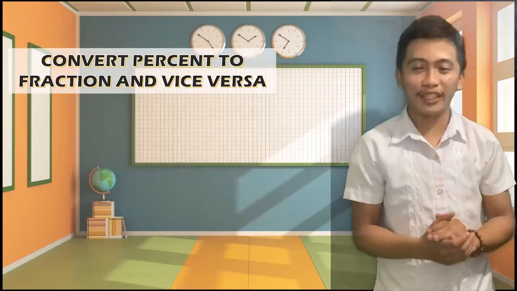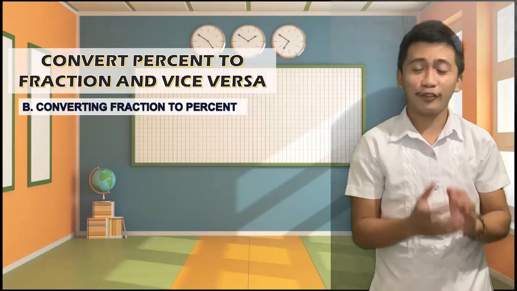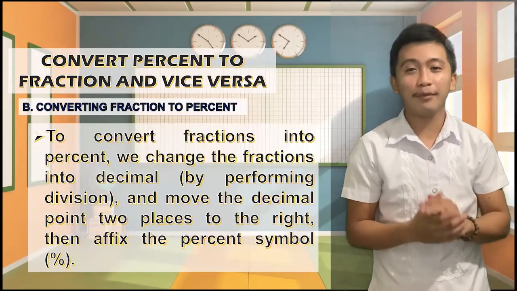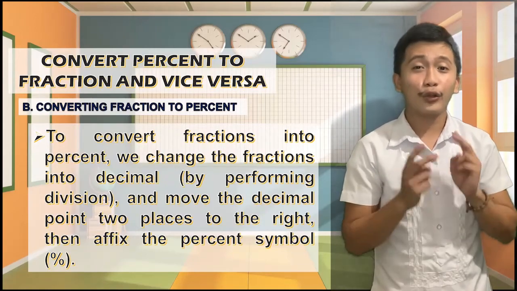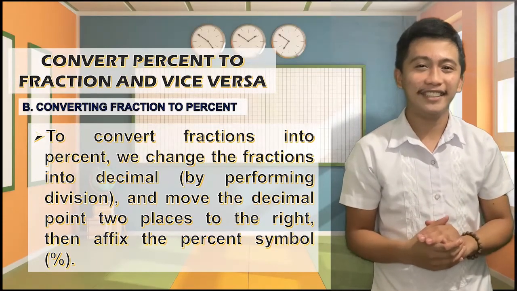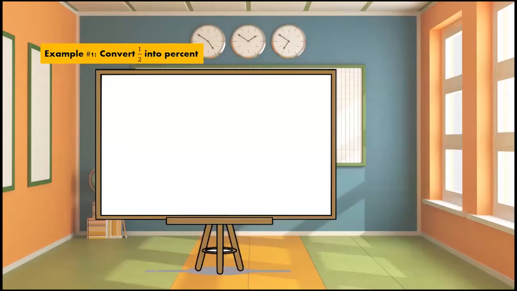So now let's proceed to converting fraction to percent. To convert fractions into percent, we change the fraction into decimal by performing the division, move the decimal point 2 places to the right, then affix the percent symbol. Let's have an example. First example is convert 1 over 2 into percent. Our first solution will be we will change 1/2 to decimal.